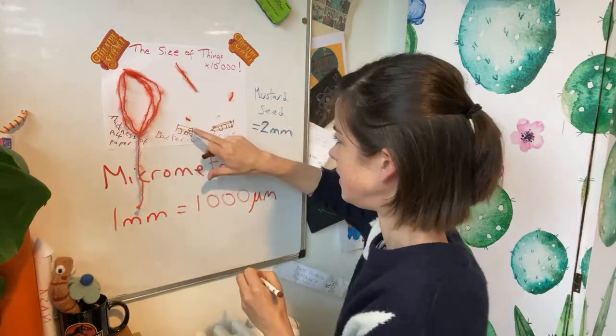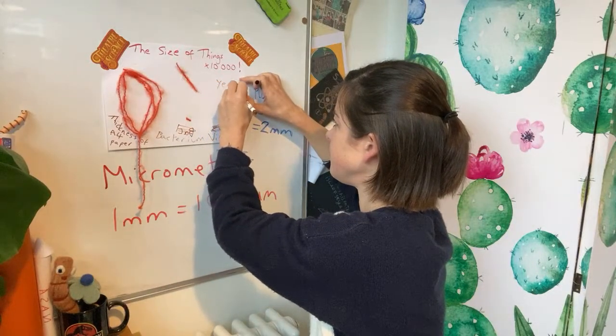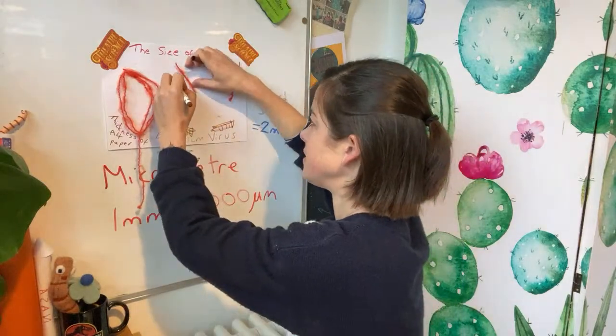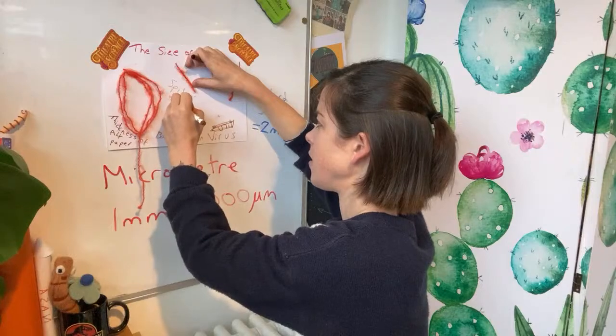Bacterium. The bigger thing is yeast. And the massive thing is spider silk width.